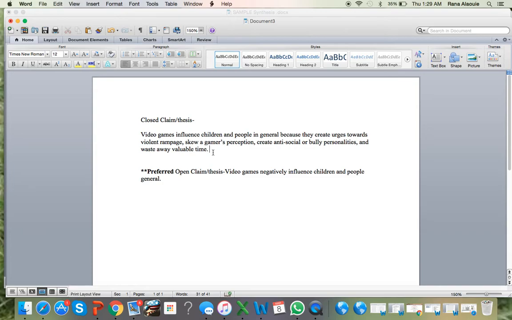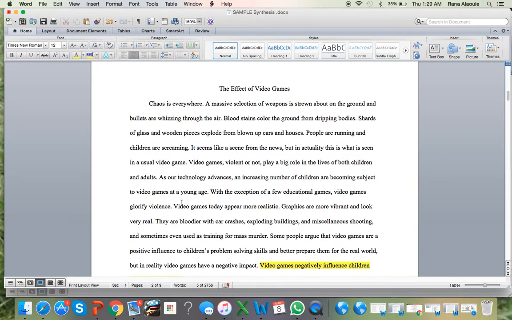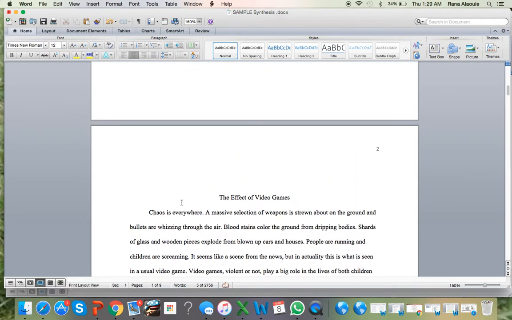That was their first body paragraph. Second was to skew a gamer's perception, create antisocial or bully personalities, and waste away valuable time. So that means in their essay they talked about all these, but again, this is what is preferred. So let's go back to our sample. Again, a student wrote this. This was a research paper. This is not something they did in 40 or 50 minutes in class. This was done at home, like the research you're about to do. So let's see how they handled this.